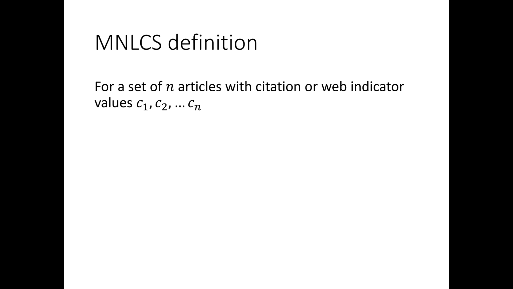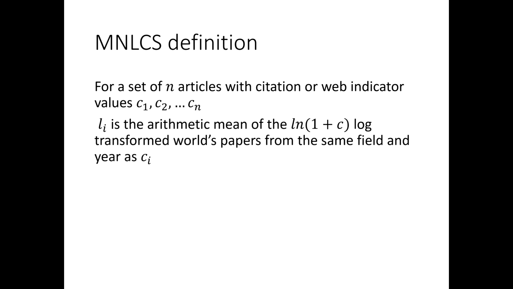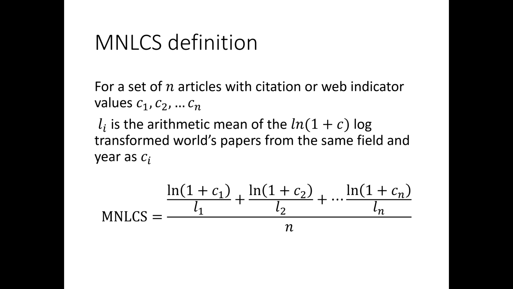So what is the definition of the MNLCS? For a set of n articles with citation counts or web indicator values C1 up to Cn, we let Li be the arithmetic mean of the log transformed counts for the world's papers from the same field and year as Ci.